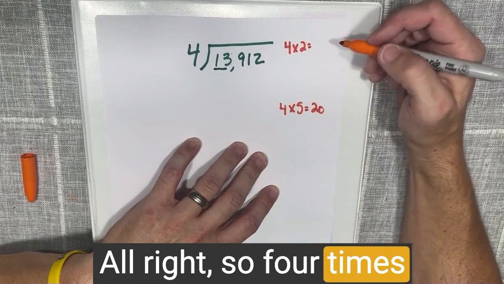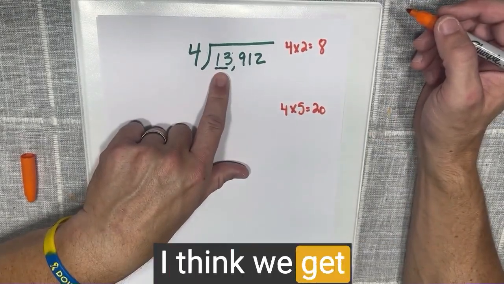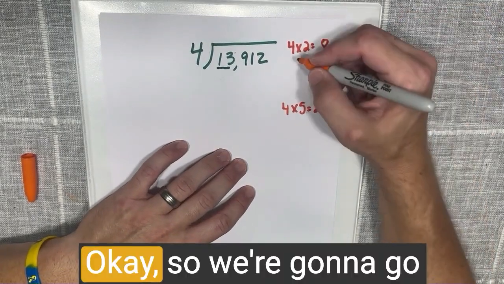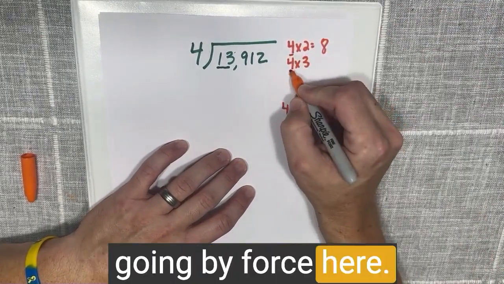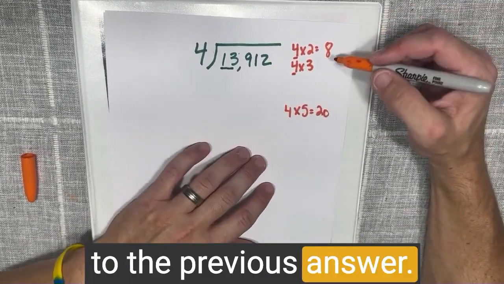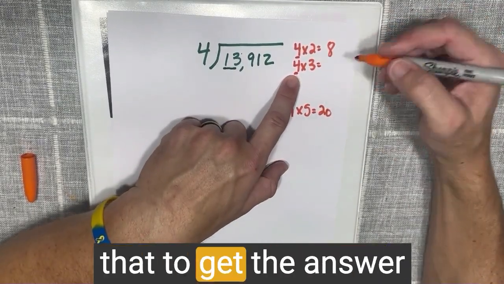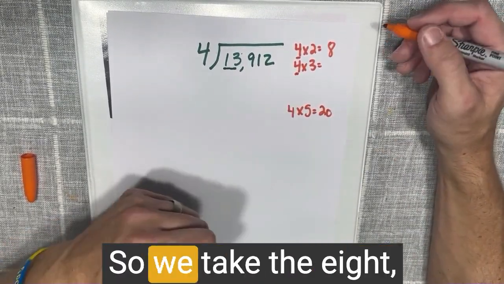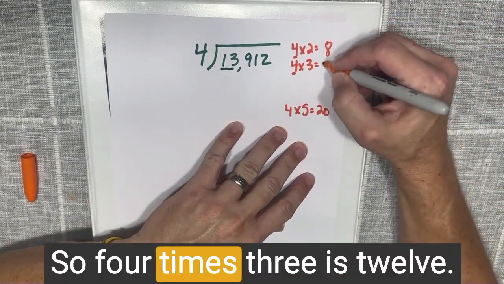All right, so 4 times 2, that's 4 and 4 would be 8. But I think we can get closer. I think we get closer to that 13. Okay, so we're going to try 4 times 3. Remember, we're going by 4s here. So that means all we would do is add 4 to the previous answer. All right, so 4 times 2 is 8. So we're just going to add 4 to that to get the answer for 4 times 3. So we take the 8, 9, 10, 11, 12. All right, so 4 times 3 is 12.